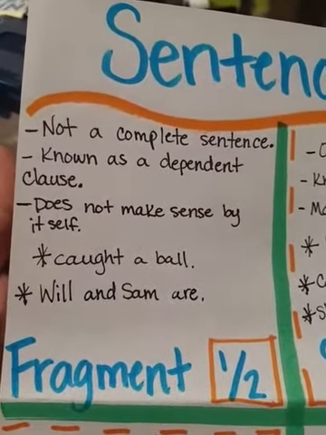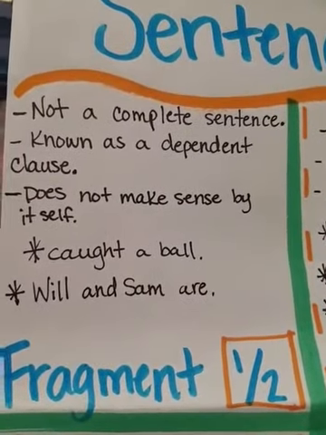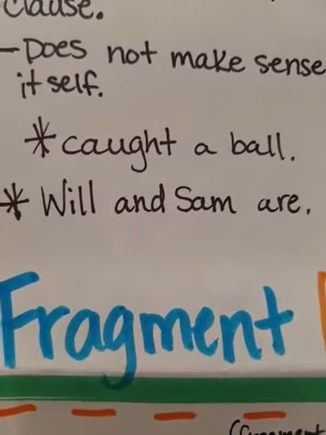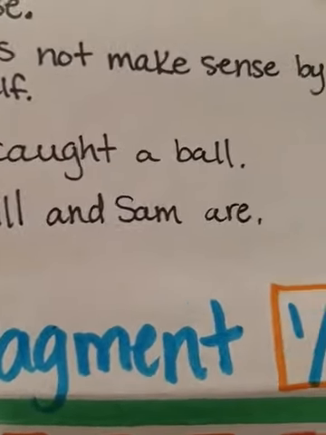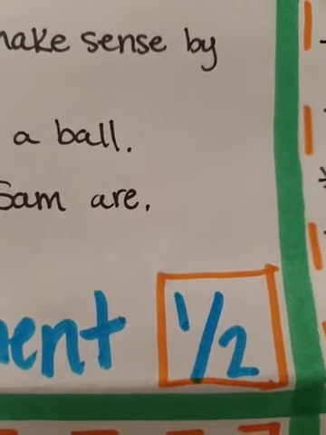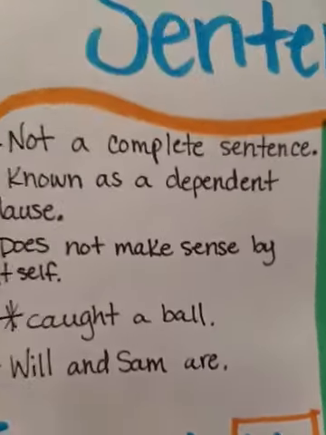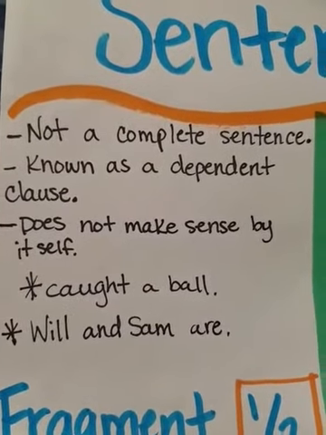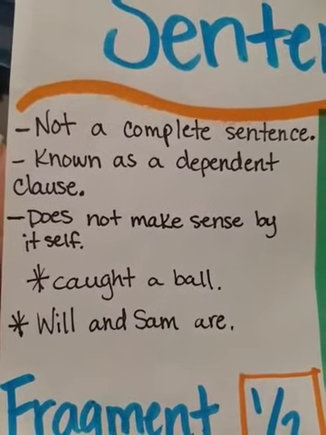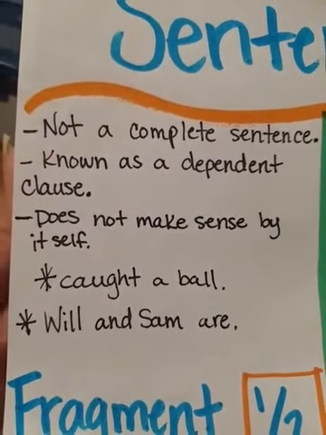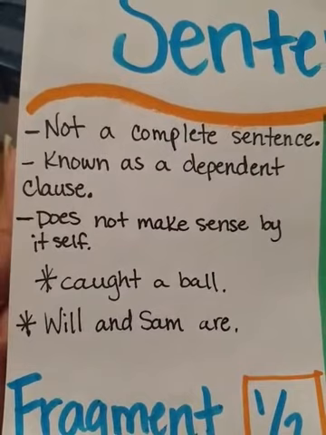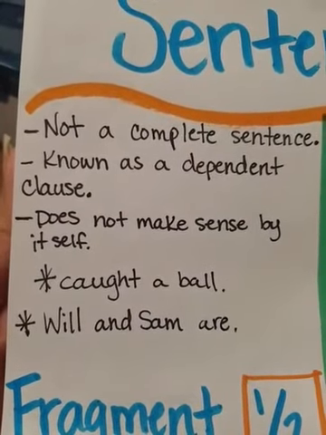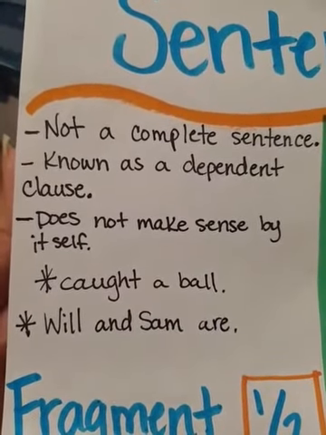Okay, in the first box on the left-hand side, we're going to focus on the fragment. So the fragment is half of a sentence, so it's not complete. These are some of the characteristics of a fragment. It's not a complete sentence. It's known as a dependent clause. It does not make sense by itself, and it cannot stand alone.